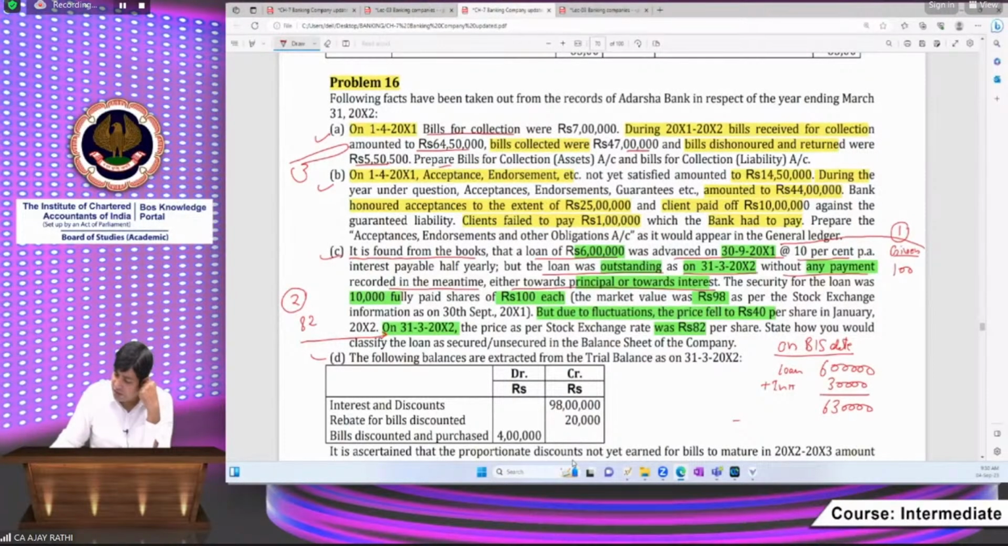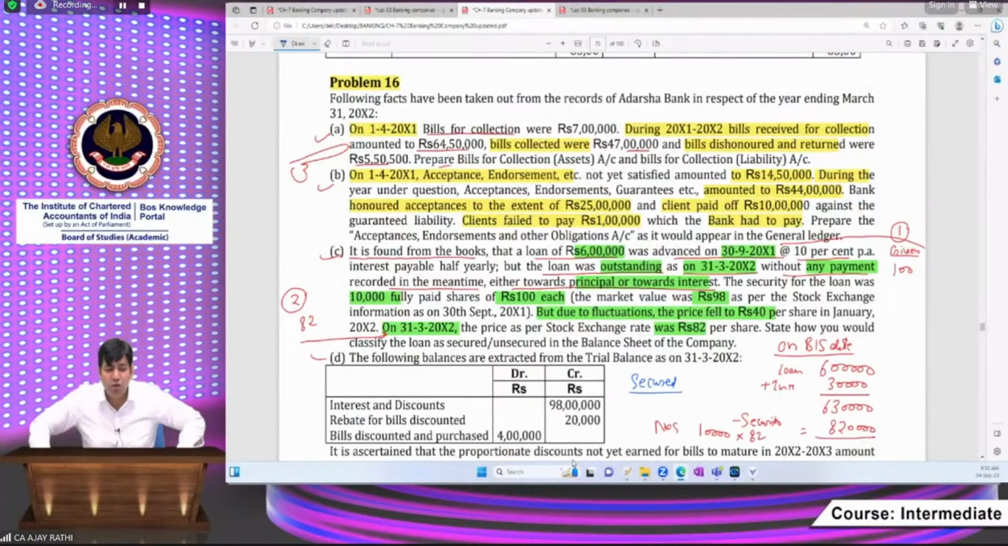So what is the security amount? 10,000 shares are there. Number of shares are 10,000 and the price of the shares on 31st March, the balance sheet date, is 82. So I can say 8,20,000. This is the amount of security. So we can say that such loan is fully secured. So can we say that is secured? Secured. So question was asking only about secured or unsecured.